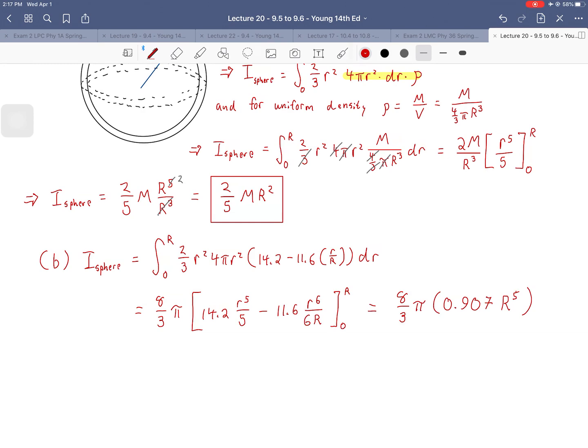Okay. So we know we're not done, though, right? Because we've got an expression that is in terms of radius to the 5th power. It doesn't have any mass in it. Excuse me there, a lot of allergies.